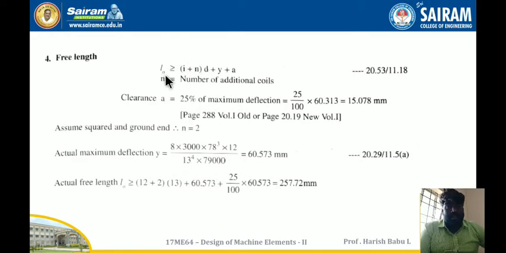Free length L naught is greater than or equal to i plus n into d plus y plus a. So n is the number of additional coils. For additional coils I want to take 2. So clearance a is 25% of the maximum deflection, 25 by 100 into 60.313. So I want to get 15.078 mm. So actual maximum deflection y is equal to 8 into 3000, that I want to take as 60.573 mm. So actual free length L0 will be equal to, substituting all the values over here, I want to get that one as 257.72 mm.